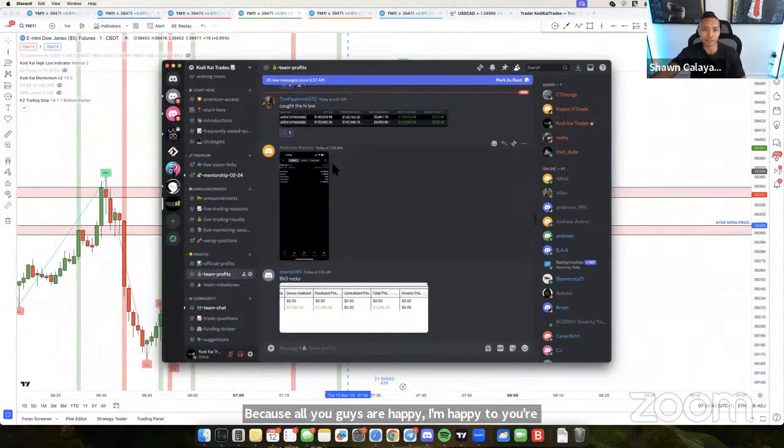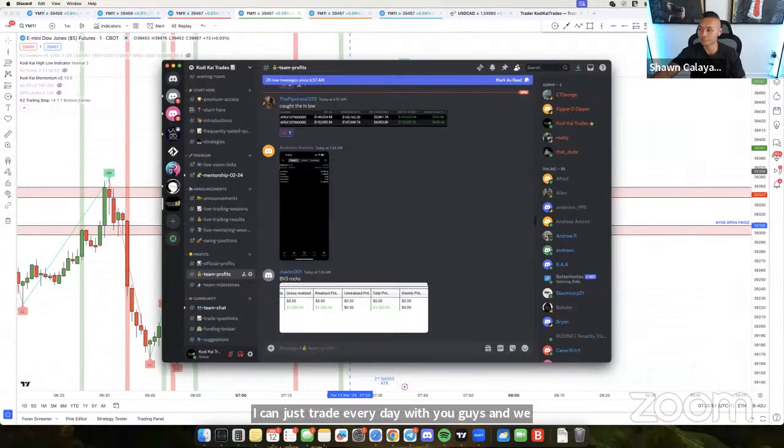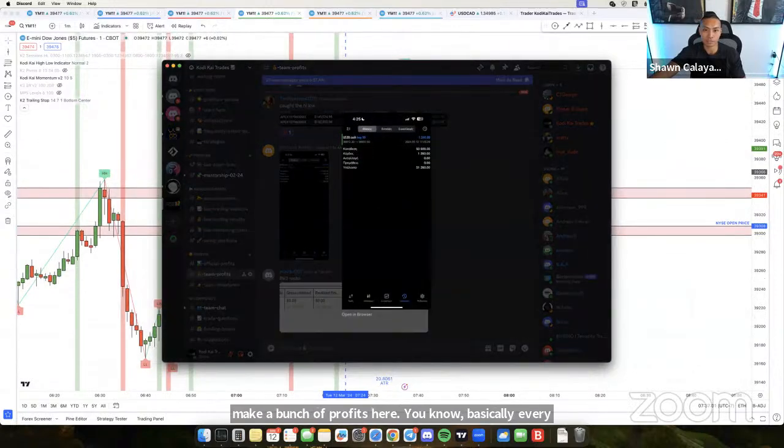I'd rather make money from this than selling anything because this is way easier. I don't have to deal with mentoring. I don't have to deal with teaching. I could just trade every day with you guys, and we just make a bunch of profits here, basically every single day. So we got Andreas over here, total profit of 1,260 for the day.